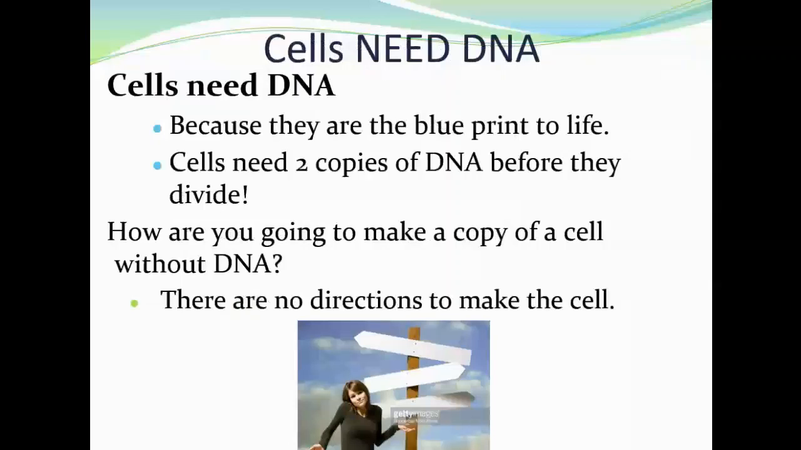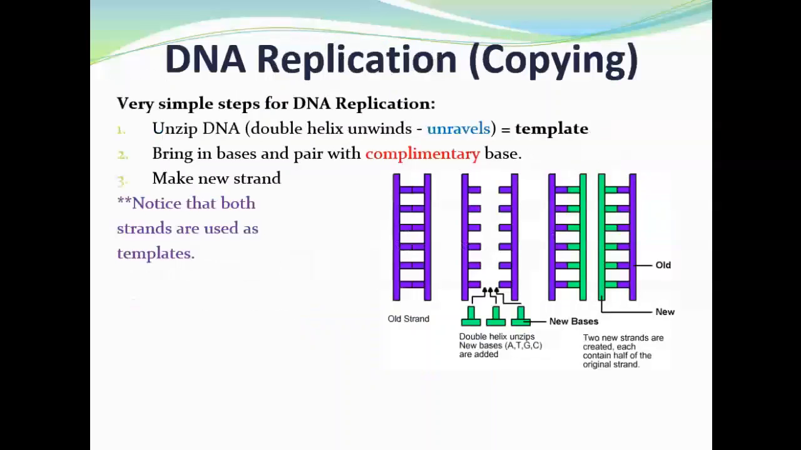Why do we do that? Because all cells need DNA. It's the blueprint of life. They need two copies before they can divide. Without it, you don't have any directions. So there are some specific steps, but they can be simple if we don't look too hard.